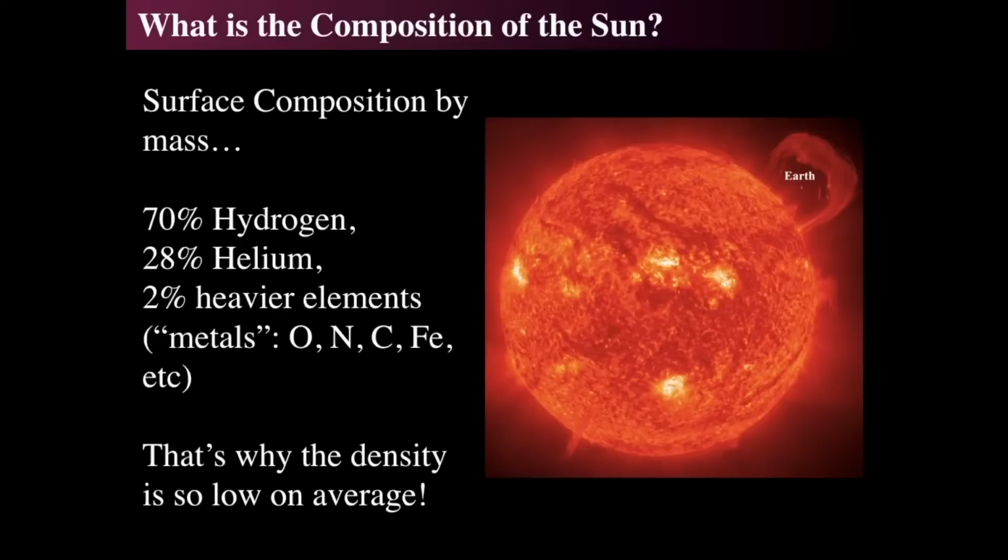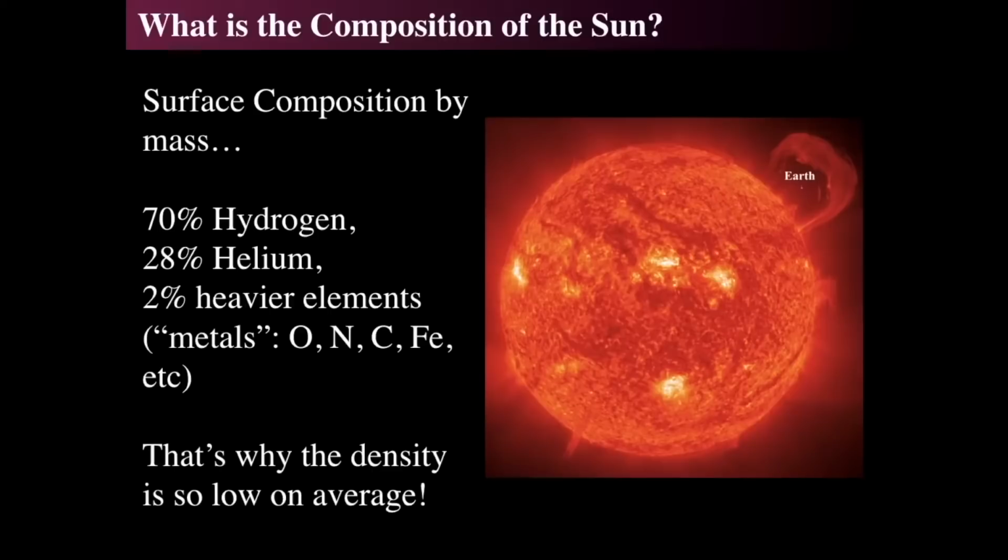And that's the surface composition of the sun. The composition changes as you go deeper into the sun, but in general, if you were to average it all out by mass, the total mass at the surface is 70% hydrogen, 28% helium. All right, so that tells us something very interesting.